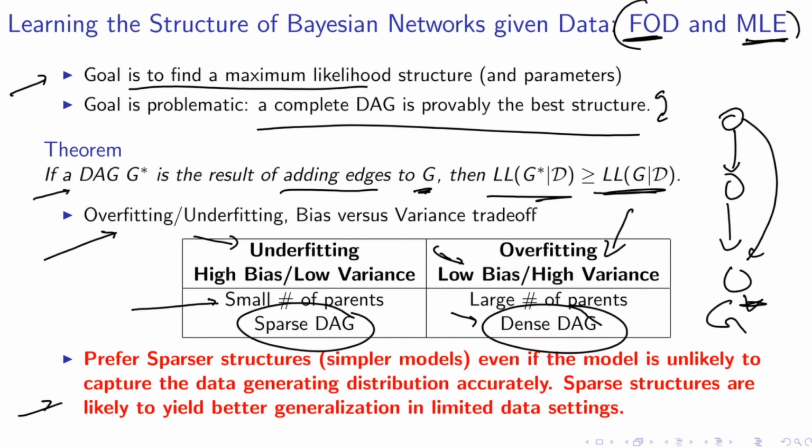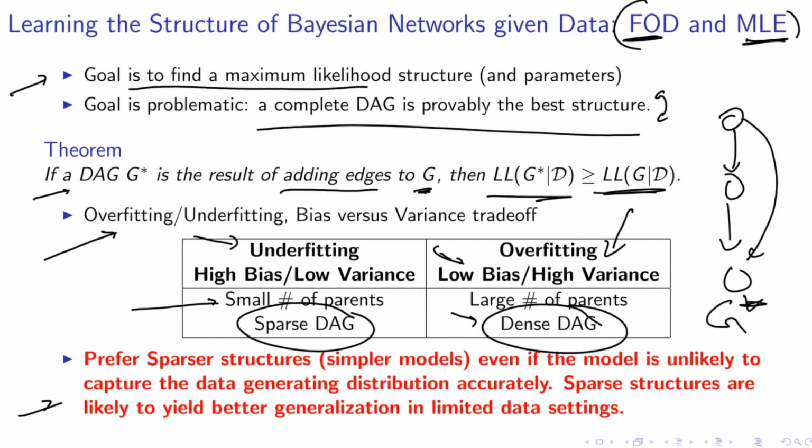even if the model is unlikely to capture the data generating distribution accurately. So it might be the case that the data generating distribution requires a DAG having 5 million edges, let's say for some domain that you're trying to work on. However, because you only have access to a limited amount of data, for better generalization performance, and in order to estimate the parameters of such a model accurately, what you should do is actually learn a much sparser structure than 5 million edges.